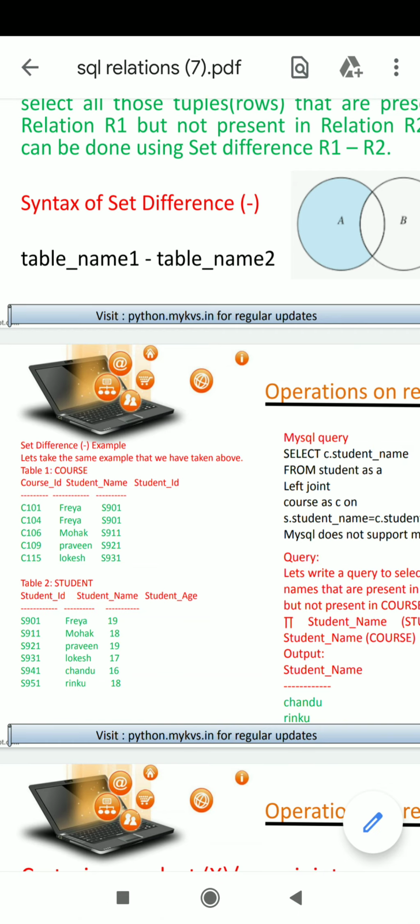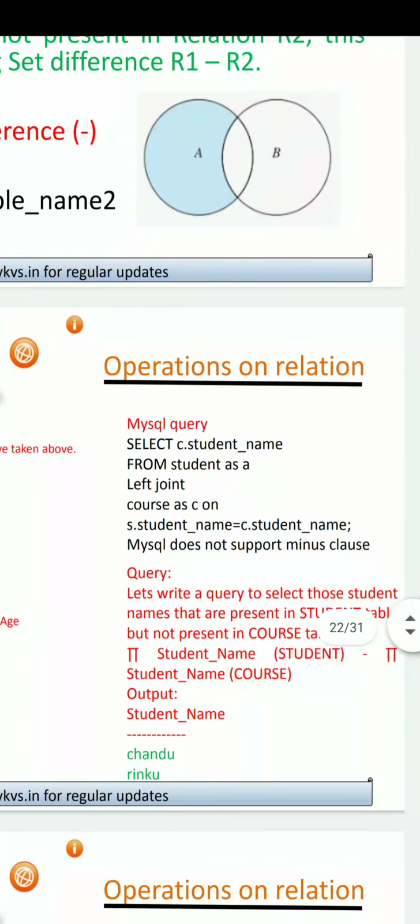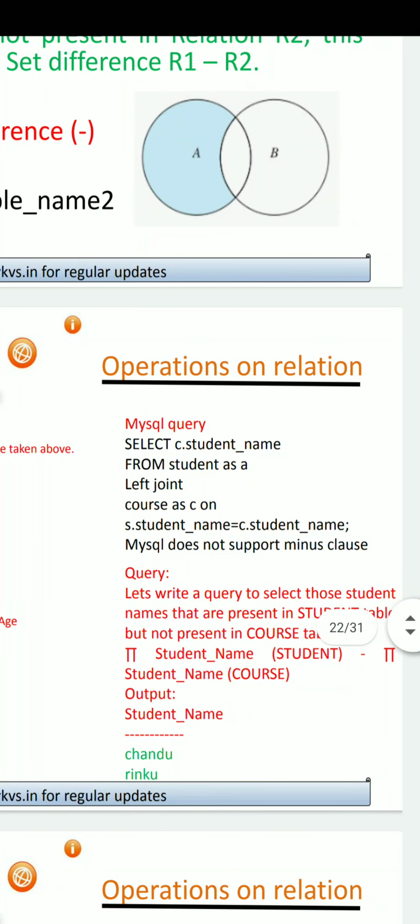How can we perform the same operation? Similar tables, course and student. You can do it on your system. Select student_name from student as S left join course as C. Left join, why? Because we want the value of the left side, just like the above Venn diagram, where we are trying to find the value of A, the left side. So left join means the data of the student table.